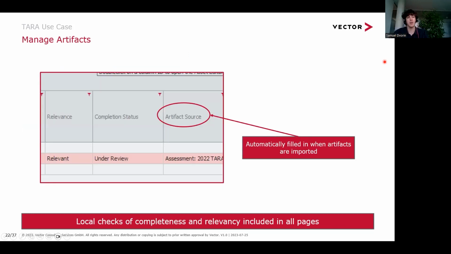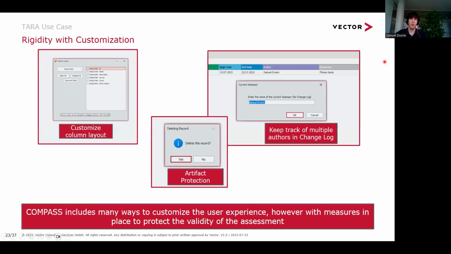And yes, as I mentioned, the relevance, completion status, and artifact source are important to keep track of because as a local database is built up, some artifacts may no longer be relevant, some may be updated, and the completion status needs to be kept track of. So this tool provides what I like to call rigidity with customization, in that the tool forces you to adhere to standards and it keeps track of everything that is done with the change log.